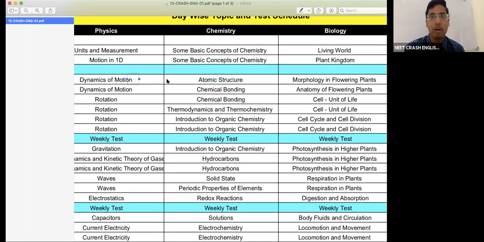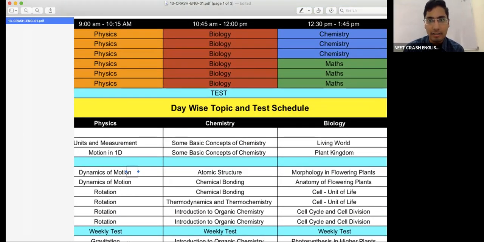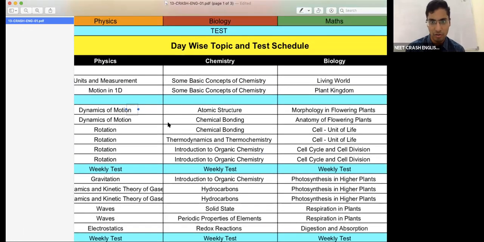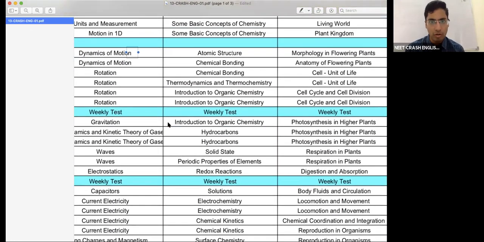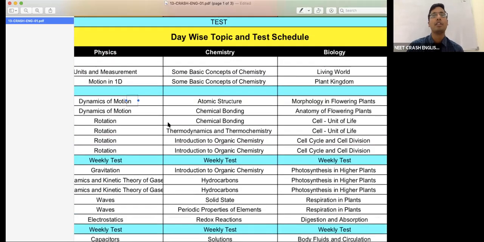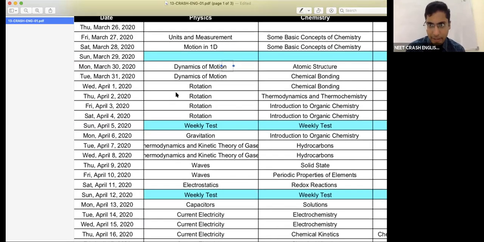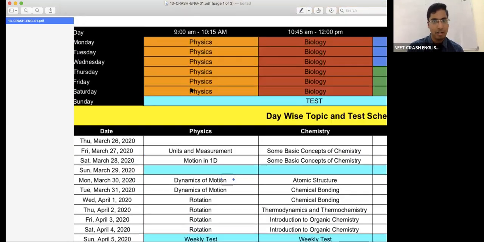Okay. So what you will get at the end of today's class, all of you will get a timetable like this. This is being finalized. So you will get a timetable based on your day-wise topic and test schedule. There is no test tomorrow, but beginning the week after, you are going to have a test. So this will tell you on what date, what topic is going to happen, on which subject. The timetable has already been fixed.